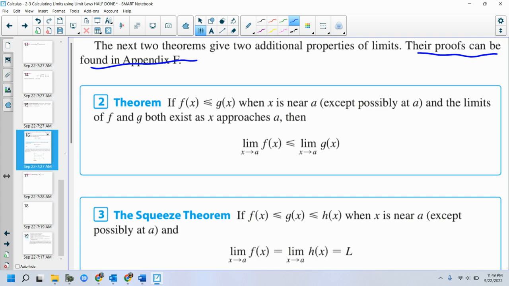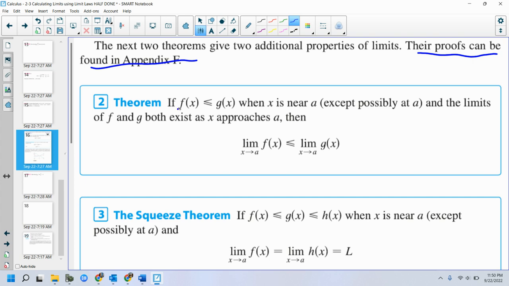All right. So this theorem says that if f of x is less than or equal to g of x, so I've got two functions, one smaller than the other. If f of x is less than or equal to g of x, where x is near a, and the limits exist, then the limit as x approaches a of f of x also has to be less than or equal to the limit as x approaches a of g of x. Let me read that one more time.